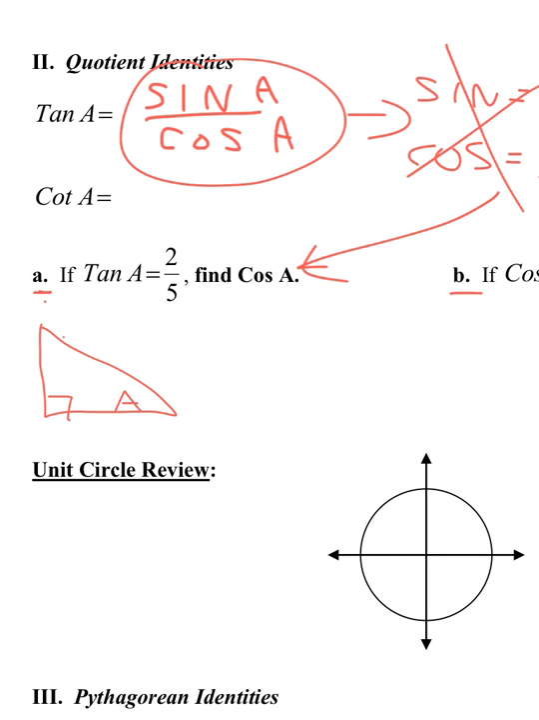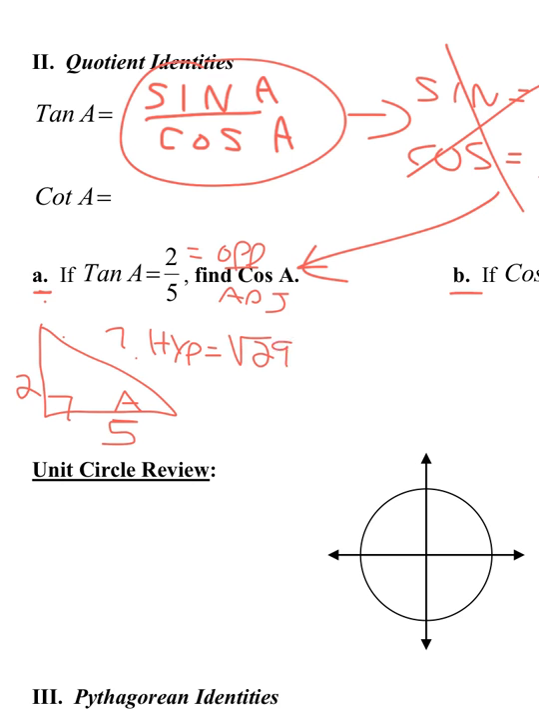Now since tangent of A is 2/5, remember this is like saying opposite over adjacent. So the side opposite A, I'm going to say, is 2. The side adjacent of angle A is 5. So what we really have to get here is the hypotenuse. Now I'm going to skip it, but if we just did 2 squared plus 5 squared equals the hypotenuse squared, the hypotenuse is going to equal the square root of 29.